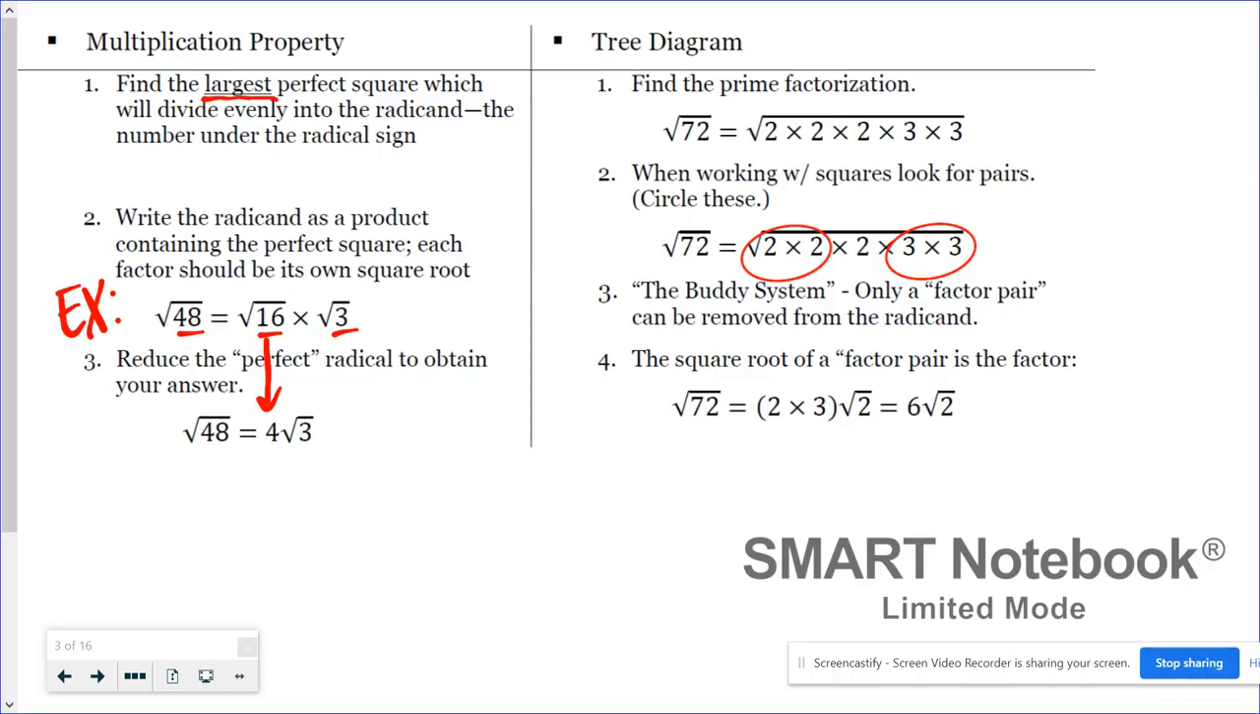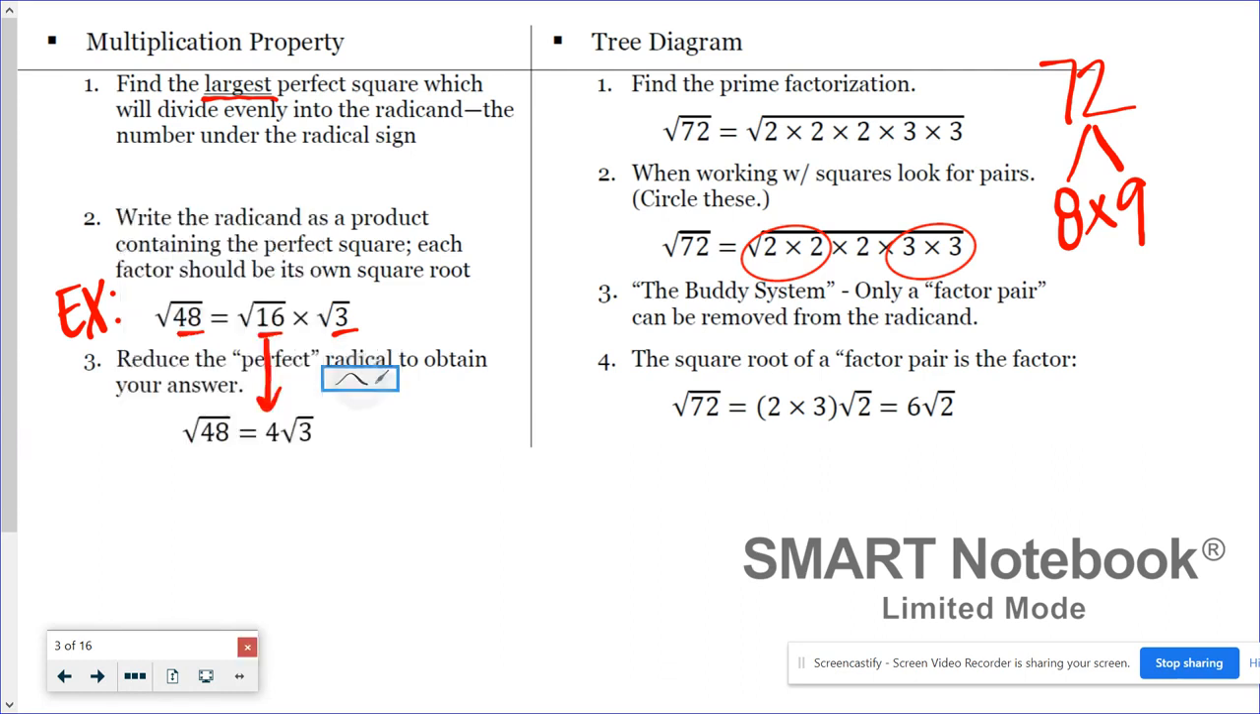Okay, now a tree diagram is what we can use when we don't identify that largest perfect square right away. Okay, so like 72. They're saying find the prime factorization, all right? So 72, I know that 8 times 9 is how you get 72. That's what I had to memorize when I was younger.